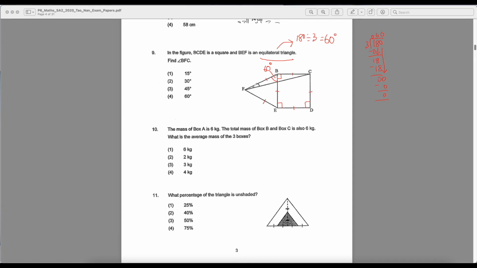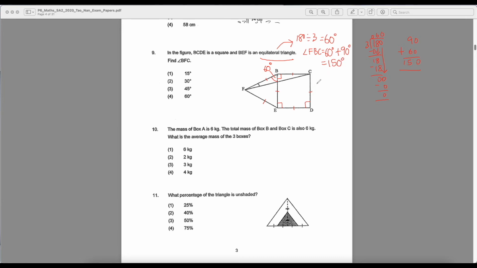Find BFC. BFC is this, which is the base of an isosceles triangle. So, what should I do now? Let's find out what FBC is first. Angle FBC will be equal to 60 degrees plus 90 degrees. Okay? And let's do the working together. You get 150. Okay? You get 150 here.